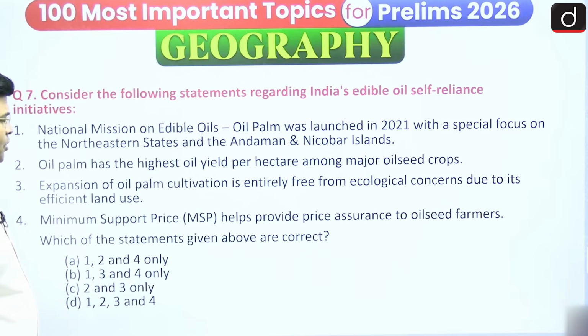Expansion of oil palm cultivation is entirely free from ecological concern due to its efficient land use. And next, minimum support price helps in providing price assurance to the oilseed farmers. So these are the options. You have to say which one of them is right or wrong.